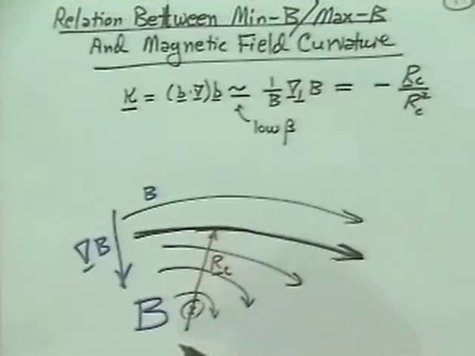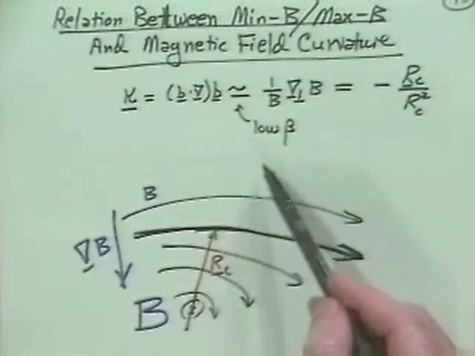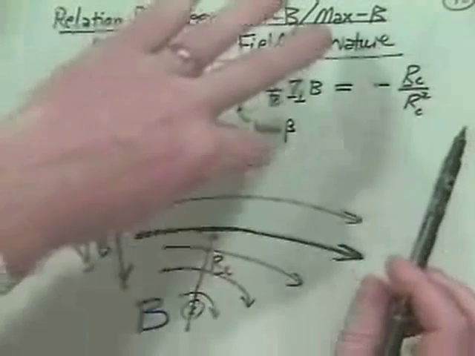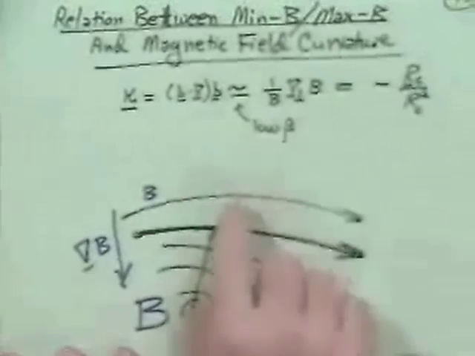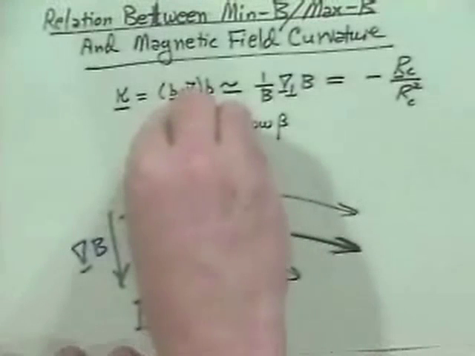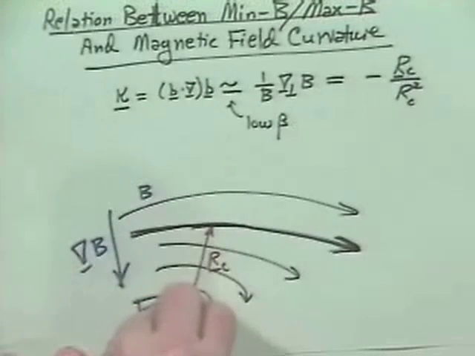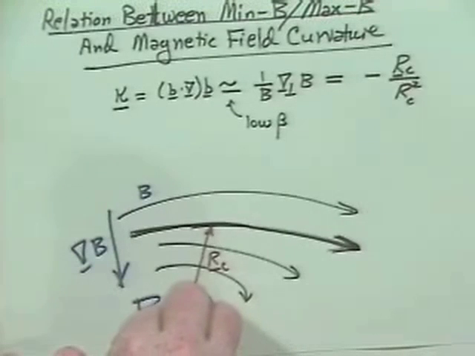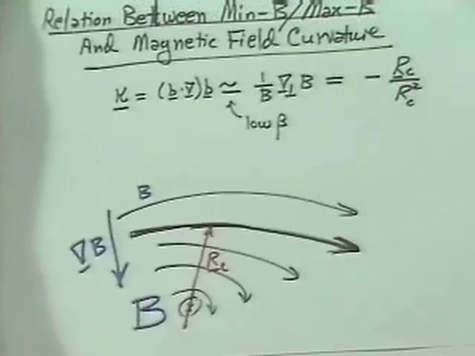Now, where would you like to put the plasma so as to be able to get yourself a minimum B situation? Well, obviously, you'd like to put the plasma out here, okay? And so this is defined, if you put the plasma here, as good curvature relative to that. On the other hand, if you put the plasma here, you'd be effectively trying to put it on top of a magnetic hill, and that would be bad curvature. So I want to just sketch those as a kind of completion of this business.